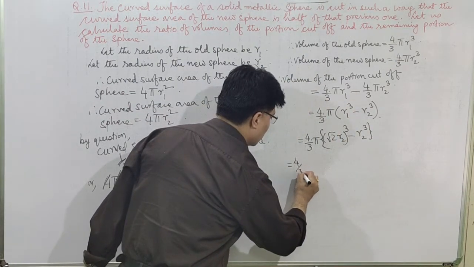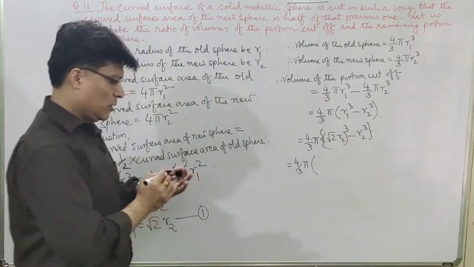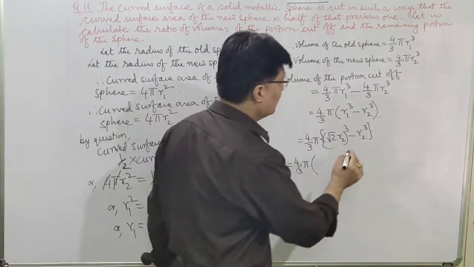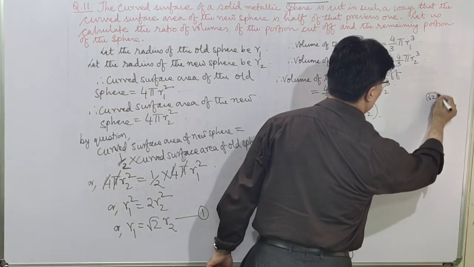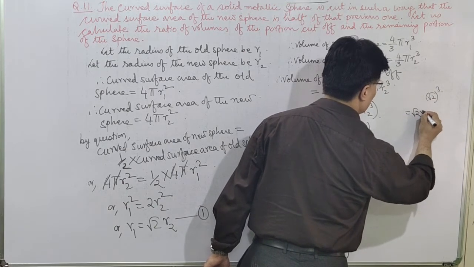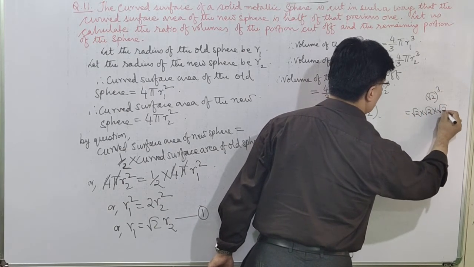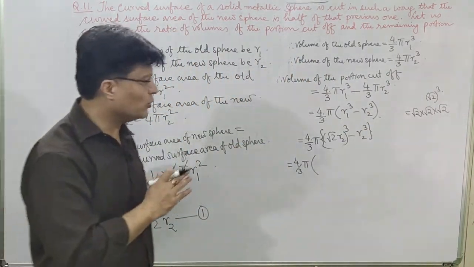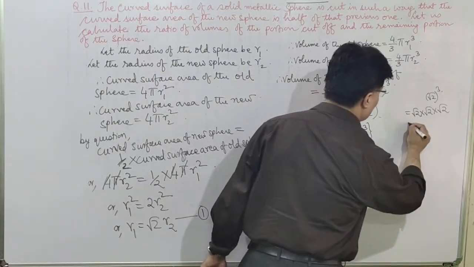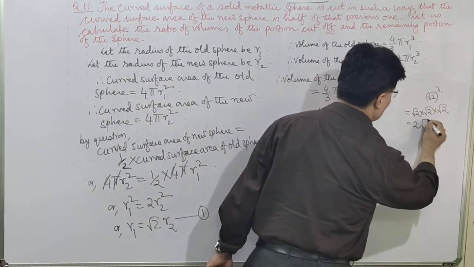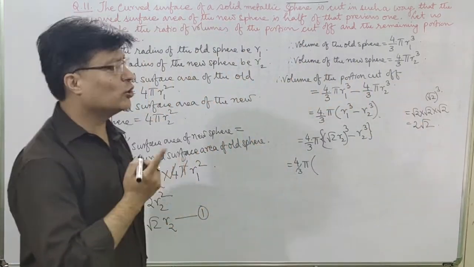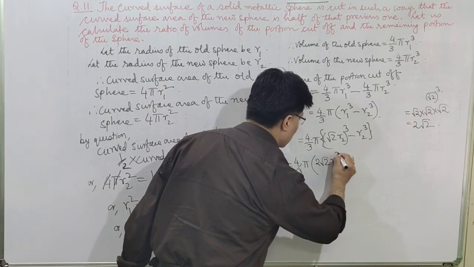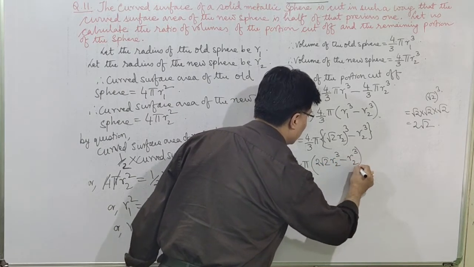So which is equal to 4/3 pi. Now within the bracket, what is root over 2 whole cube? Root over 2 whole cube means root 2 into root 2 into root 2. What is root 2 into root 2? That is 2. So root 2 remains as it is. That is, root over 2 whole cube means 2 root 2. So here it is 2 root 2 R2 cube minus R2 cube.